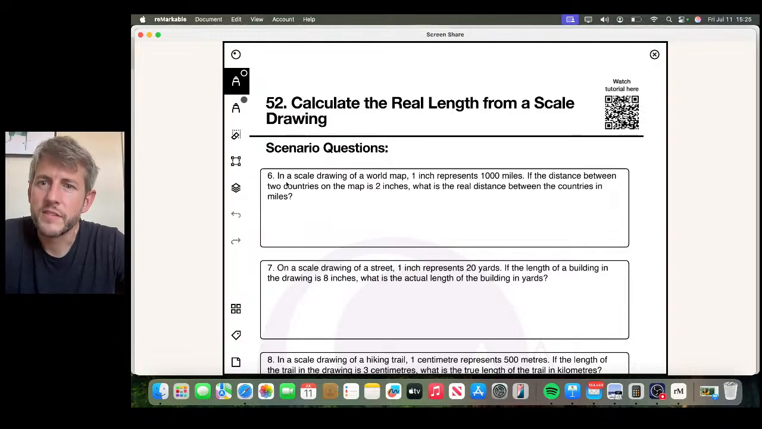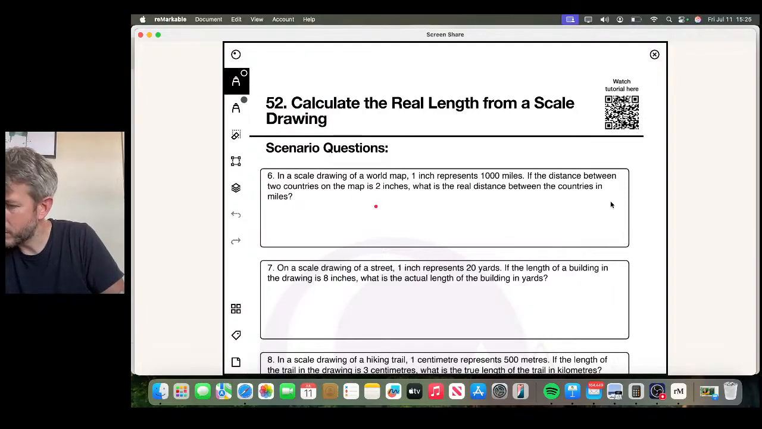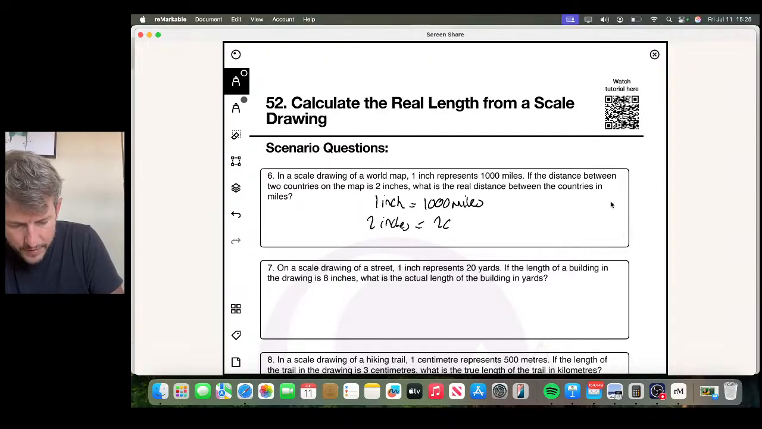Right, question 6. In a scale drawing of a world map, 1 inch represents 1,000 miles. If the distance between 2 countries on the map is 2 inches, what is the real distance between the countries in miles? So we have 1 inch equals 1,000 miles. Okay, so then 2 inches would equal 2,000 miles.